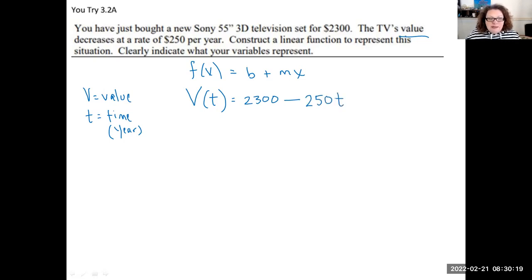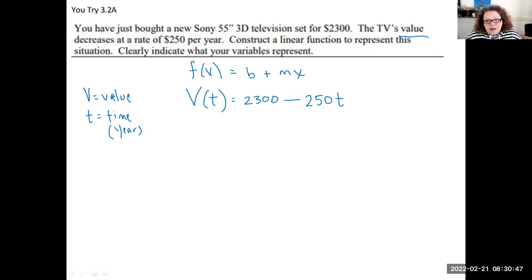Okay, because I said T is time in years. I indicated what my variables are representing. My function is V for the value of the television. The variable T is time for years. So now I can always find out, and that's all I needed to do for this question. But you know, hopefully you know by now, that's not all I would ask you.